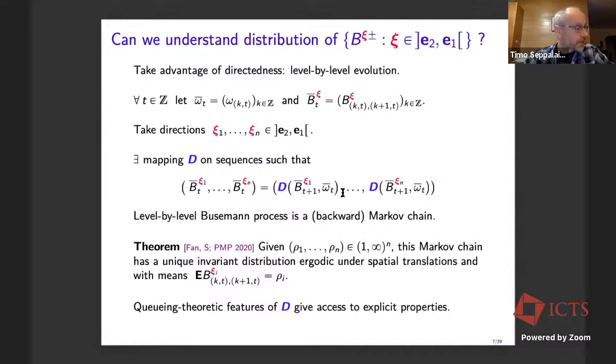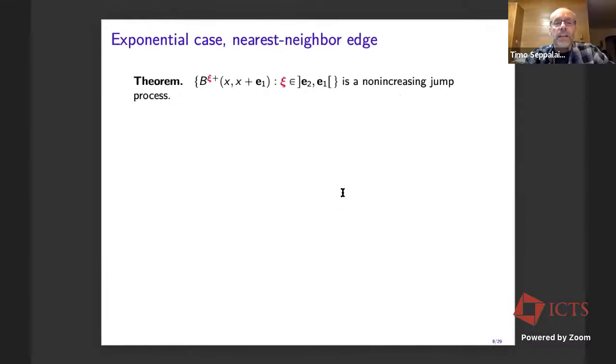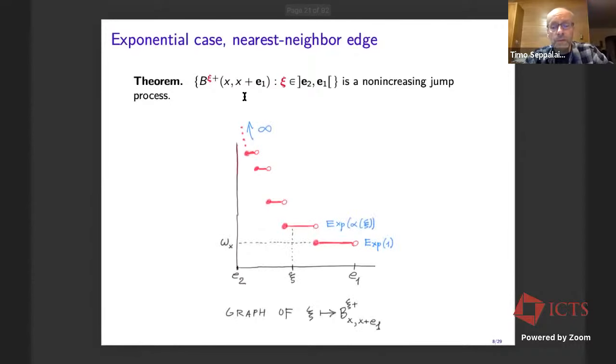So let me actually show you one thing. Let's fix a horizontal edge, say from x to x plus e1, and view this Busemann function as a random process indexed by the direction c. And I just took the plus value now so that I'm looking at a càdlàg process. Turns out that this is a non-increasing jump process. And I'm going to give you a precise formula in a moment, but here's a picture first.